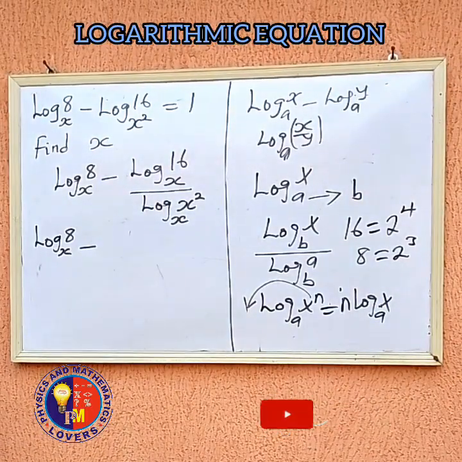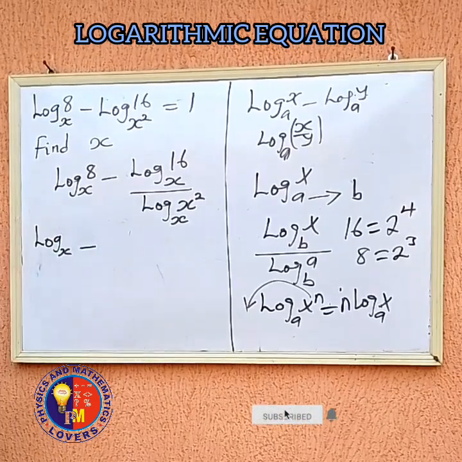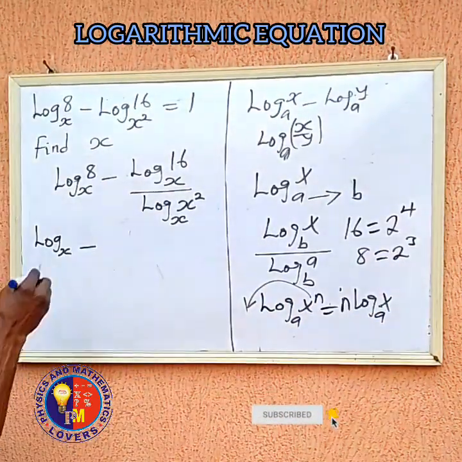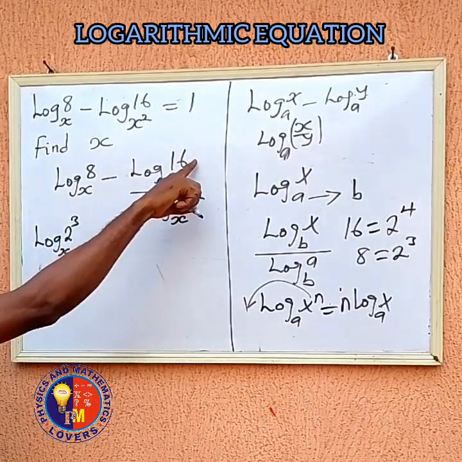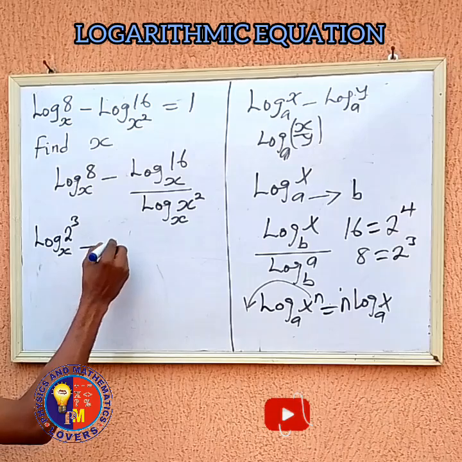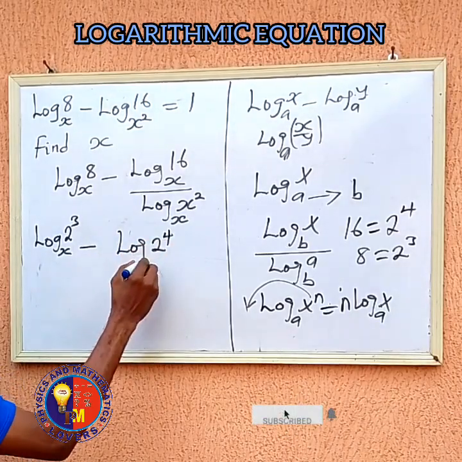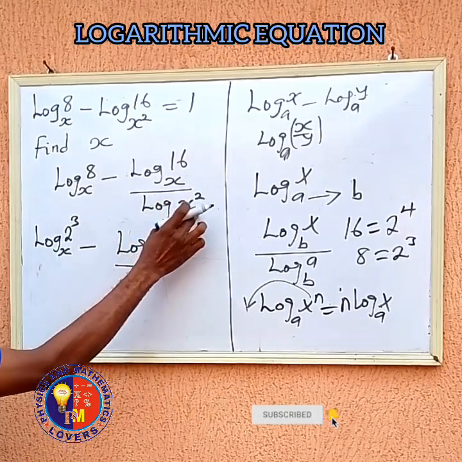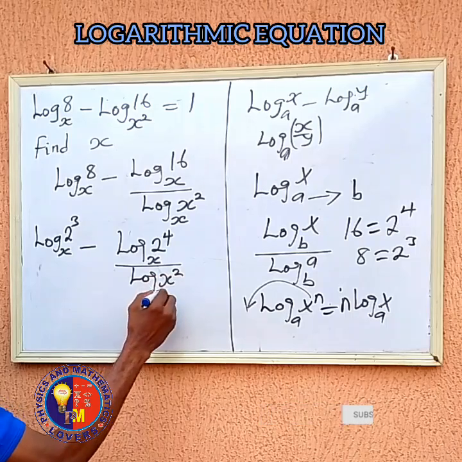So let me replace this 8 here and represent it by 2 raised to the power 3. Then here we are having log 2 raised to the power 4 to base x, all over log x squared to base x.